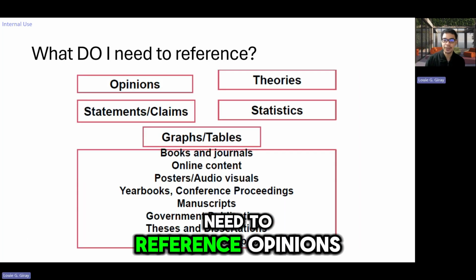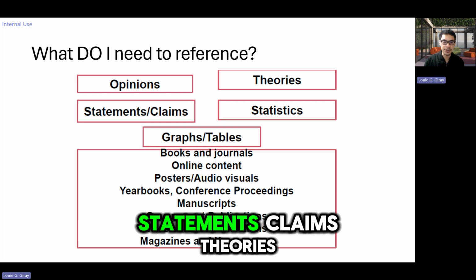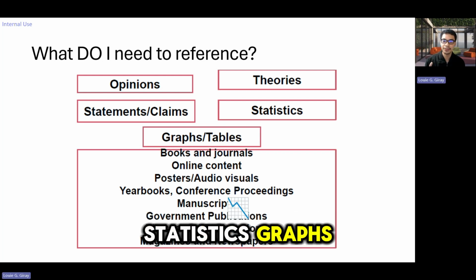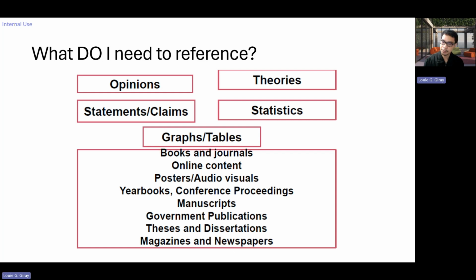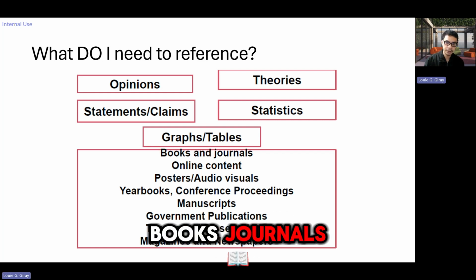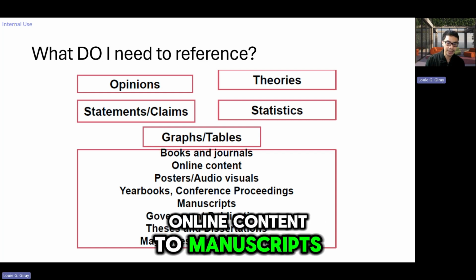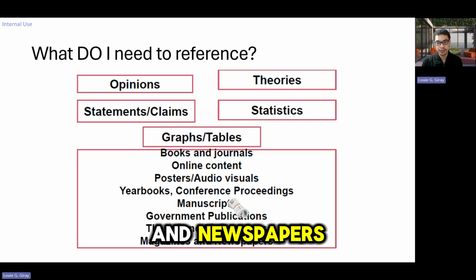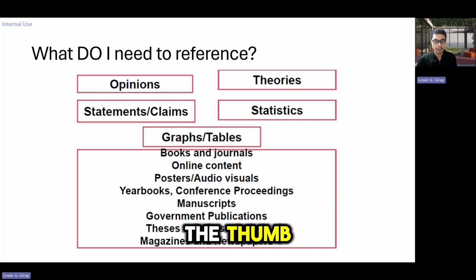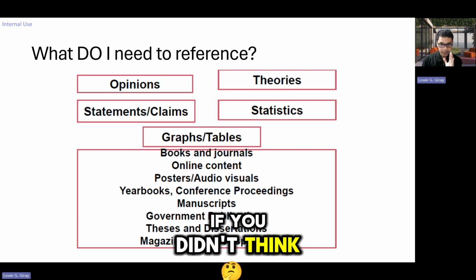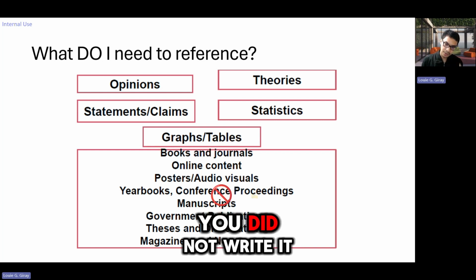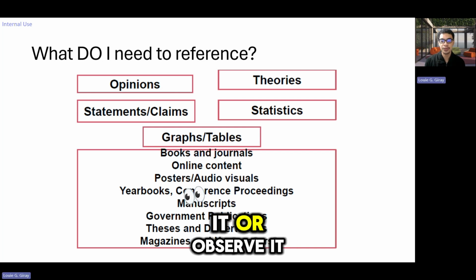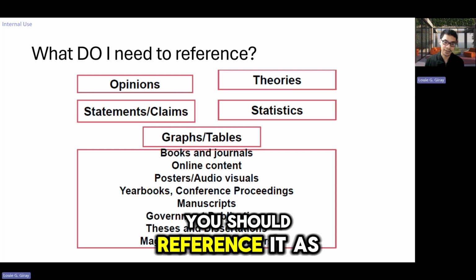So what do you need to reference? Opinions, statements, claims, theories, statistics, graphs, tables. Cite them. They may be in books, journals, online content, manuscripts, government publications, magazines and newspapers. But here's the rule of thumb. If you didn't think of it, you did not write it, you did not prove it or observe it, you should reference it.